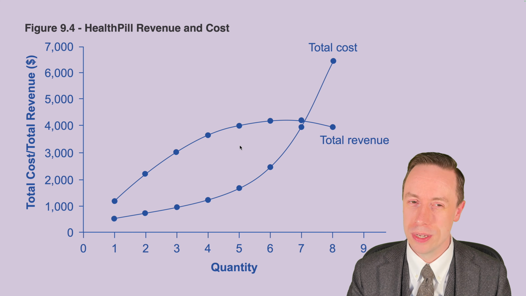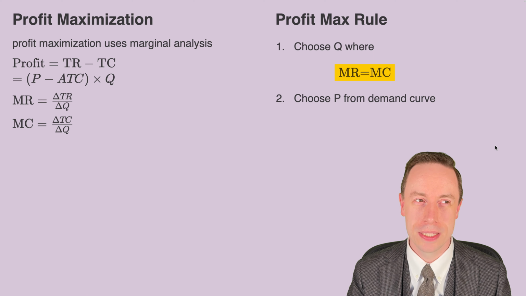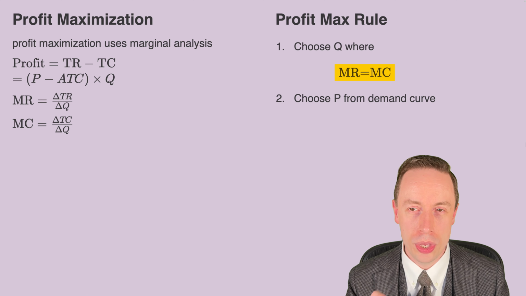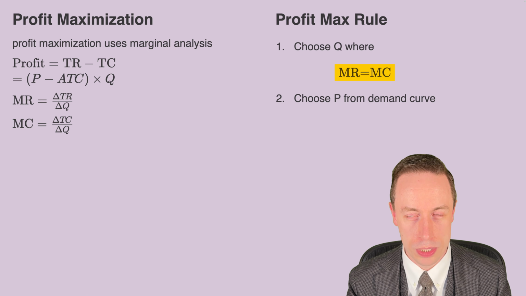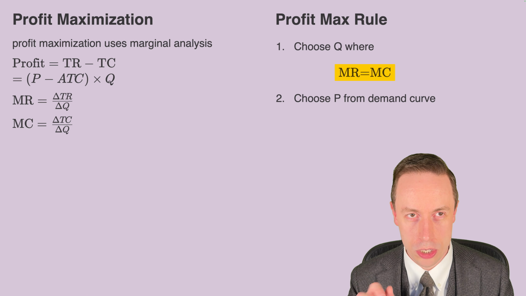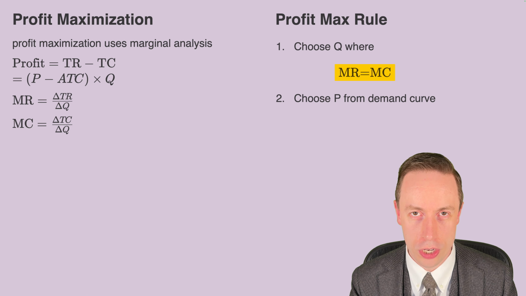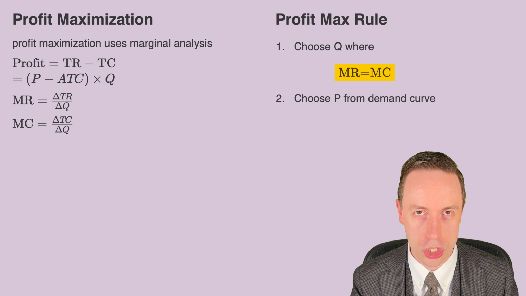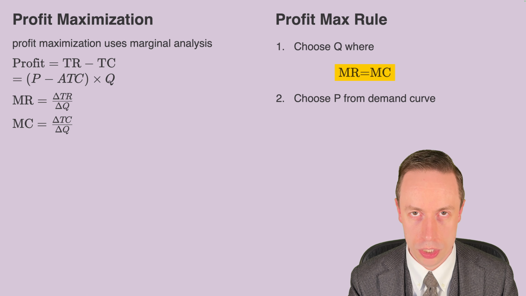But of course, we want to apply our standard profit maximization rules from economics. So let's review that. In order to do profit maximization, we think at the margin. We will need revenue and cost at the margin, marginal revenue, marginal cost. Formulas for those, of course, change in total revenue over change in quantity and change in total cost over change in quantity.